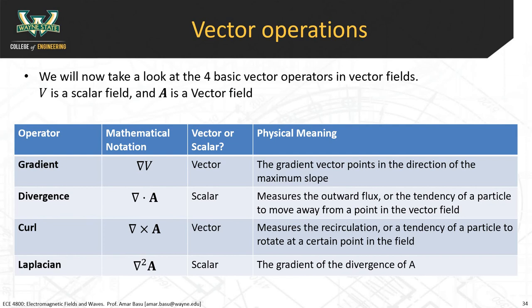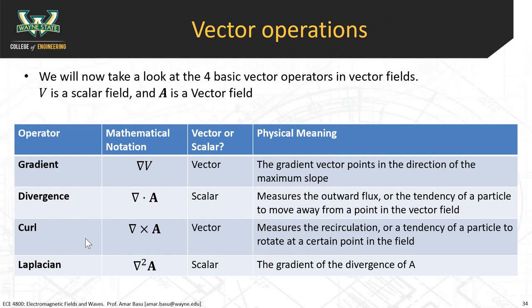There are four different vector operators, and they apply to vector fields, and some of them apply to scalar fields. These four operators are important because for the fields that we talk about, electrostatic fields, magnetic fields, there's a lot of intuition you can gain by understanding what the gradient of the field is, the divergence of the field is, the curl of the field is, and so on.